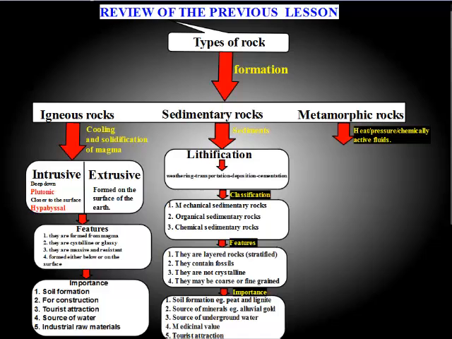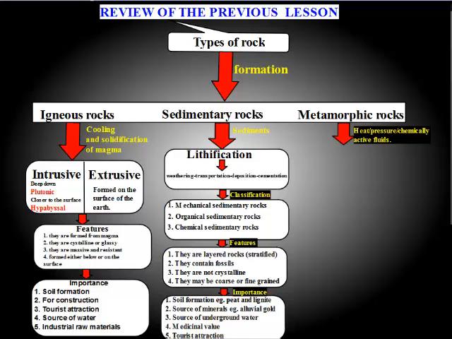We looked at some features of sedimentary rocks, where we said they are stratified rocks, that is, they are rocks that are in layers. They contain fossils, and when we hear anything like fossils, it means they contain the remains of living organisms, either plants or animals. Unlike igneous rocks, sedimentary rocks are not crystalline. They do not contain any crystals, and they may be rough or smooth, that is, they may be coarse or fine grained.